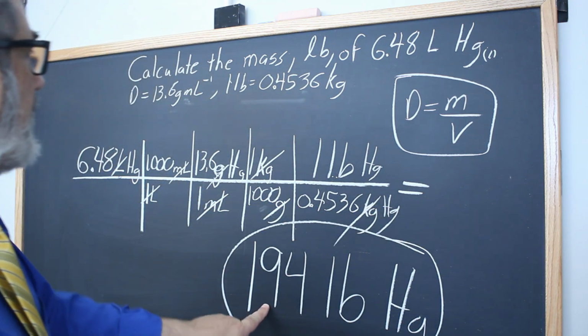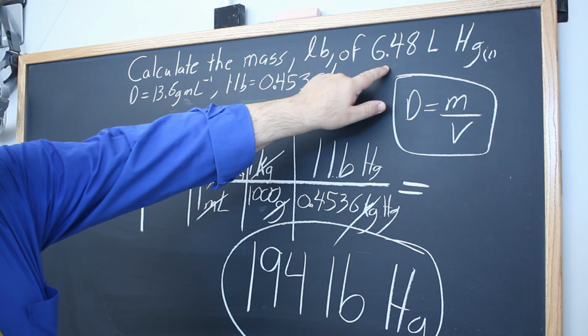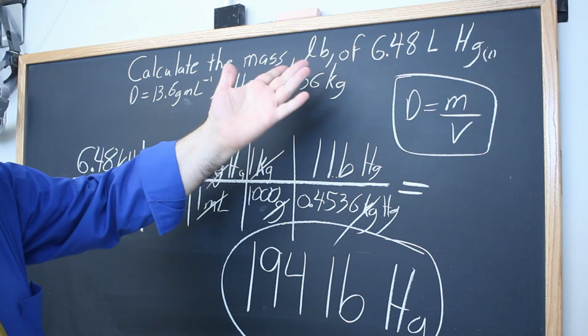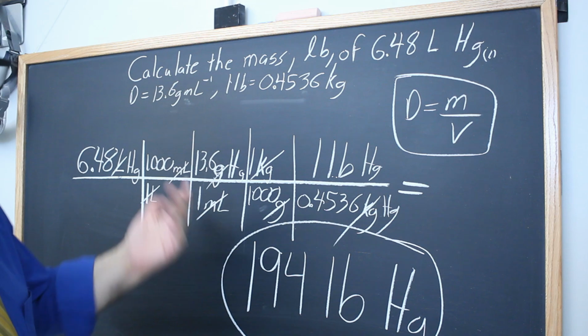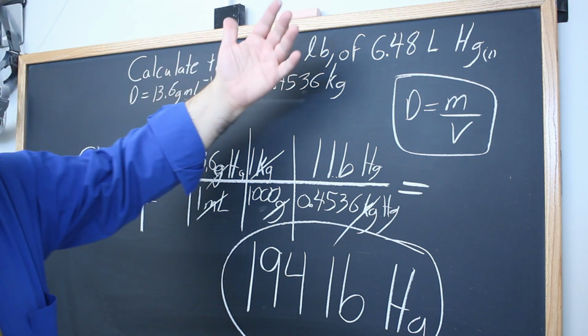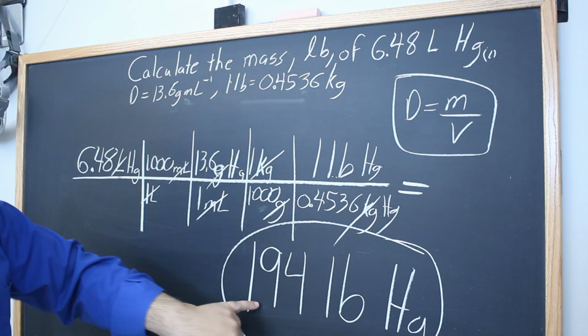3 significant figures because we start with 3 sig figs here, and that's the end of the game. You can't gain significant figures by multiplying and dividing. So 3 sig figs.